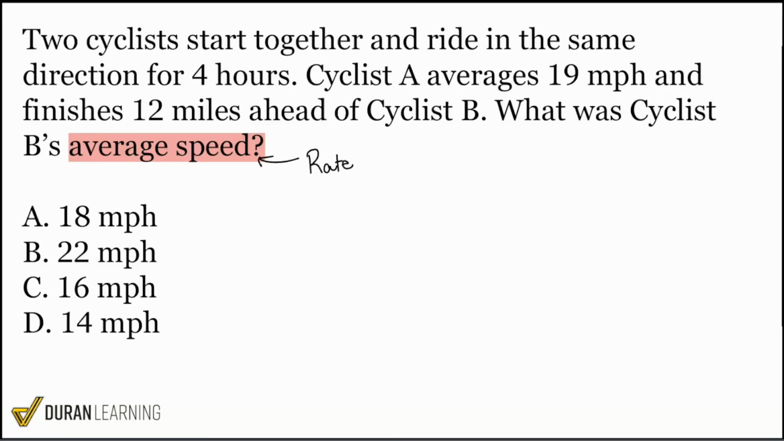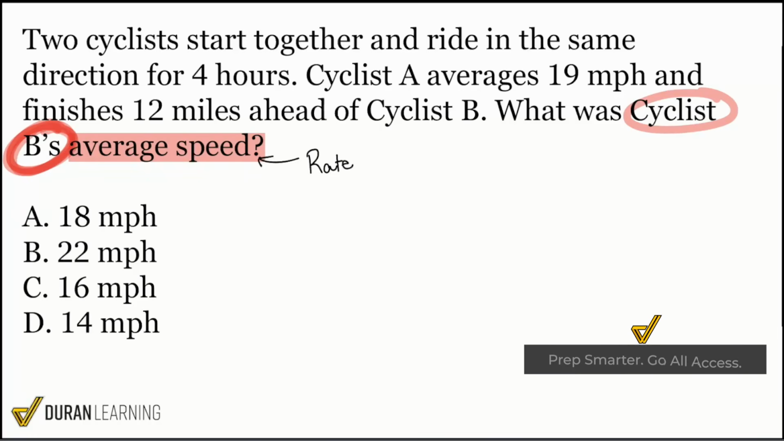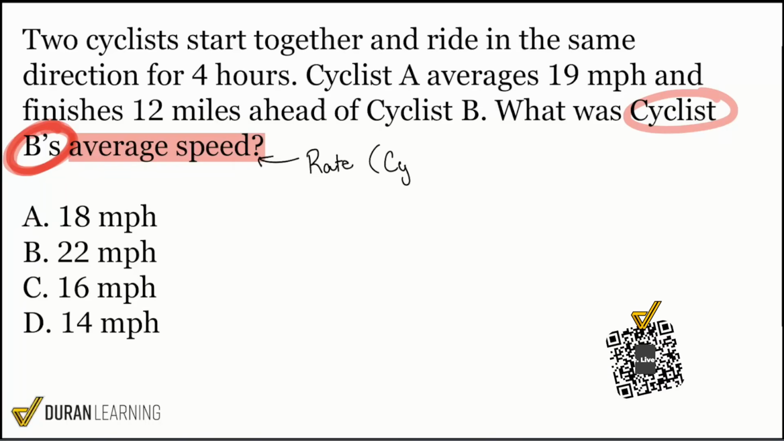Again, this is where details matter more than the numbers. We want the rate for who? For cyclist B. That's right. Let me just circle that here, circle that there, circle it again, and maybe one more time. We want the rate for cyclist B. Be very, very clear about that.